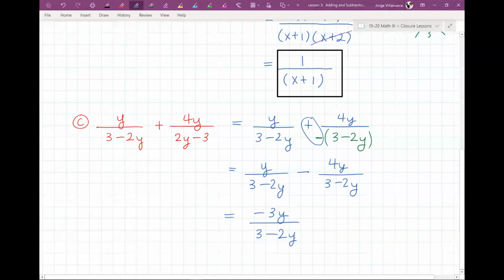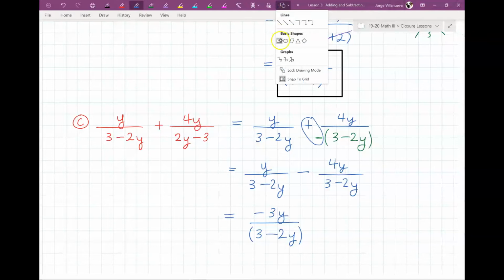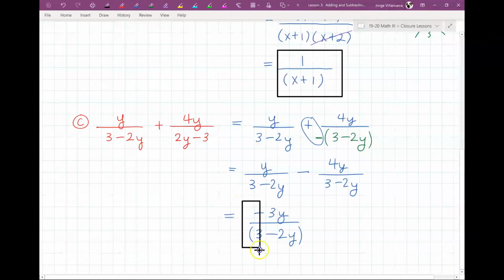Now remember, you can't just cancel out a y. You can't just cancel out a 3. You have to make sure that you cancel out the whole expression. So if you wanted to get rid of a 3 or a 2y on the bottom, you had to have the same expression up on top. So that means that we're done. So let me just highlight this here for you guys, and that would be your answer.